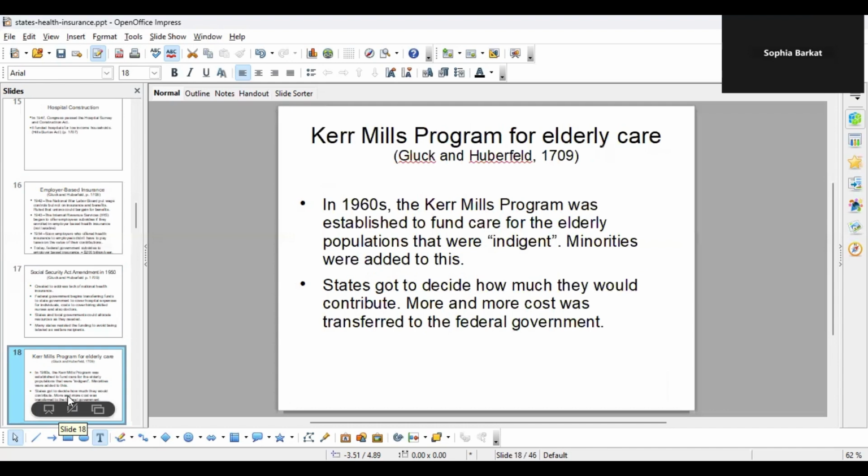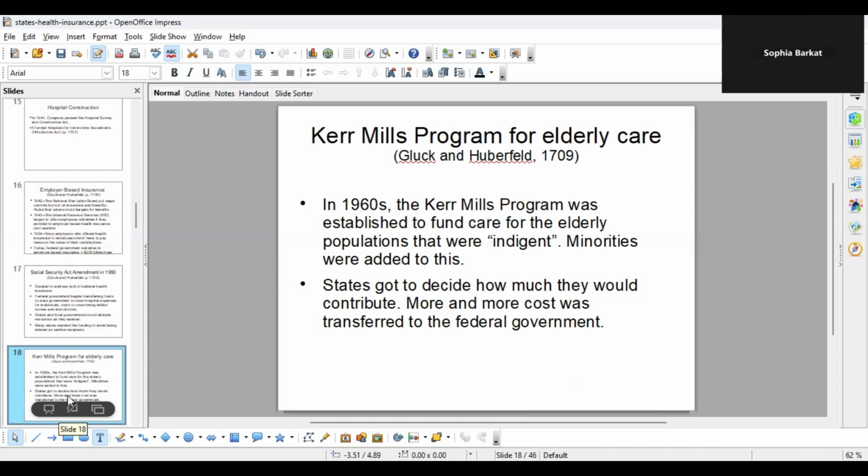Kerr-Mills program for elderly care. Now, we see the birth of a semi-Medicare, or the preliminary stages of the Medicare system here. In the 1960s, the Kerr-Mills program was established to fund care for the indigent elderly population. So these are people who were essentially unable to take care of themselves.